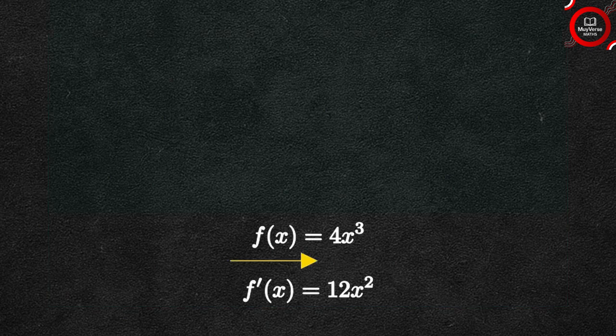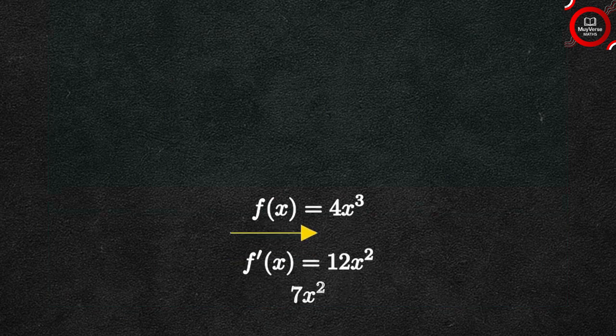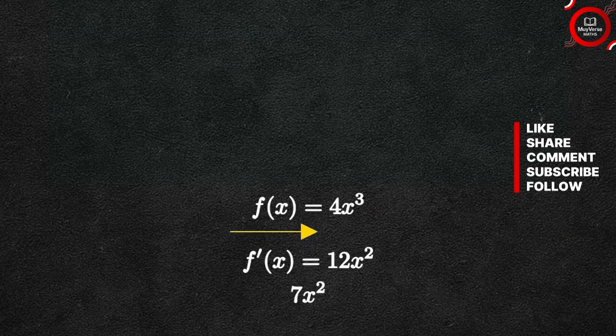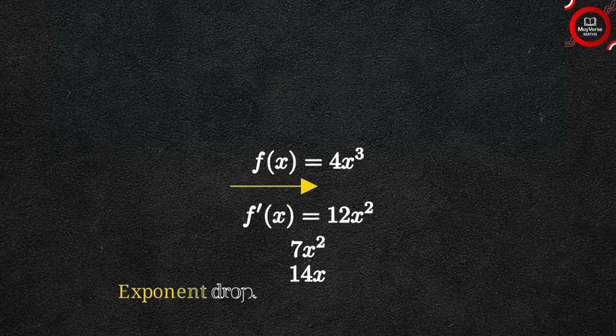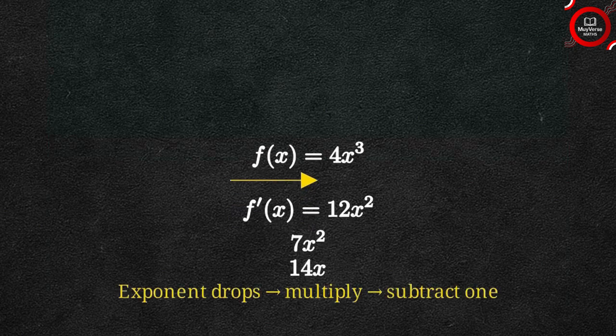Second example, even faster, 7x squared. Drop the exponent, multiply, then subtract 1. 2 times 7 is 14, and x squared becomes x. The key is pattern recognition. See the exponent drop, multiply the constant, and reduce the power by 1. The more you see it, the faster you solve it.